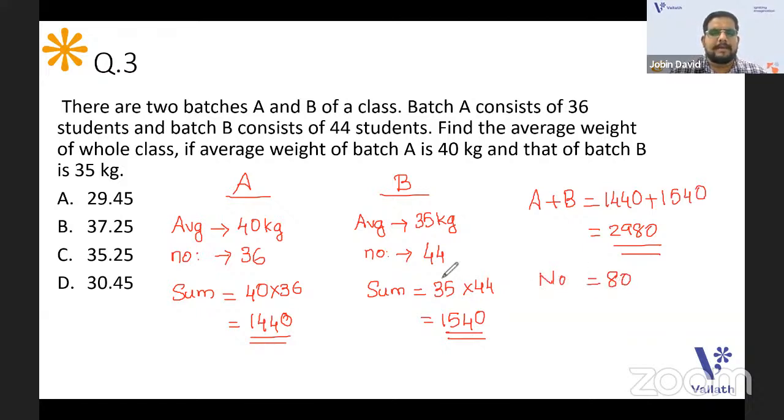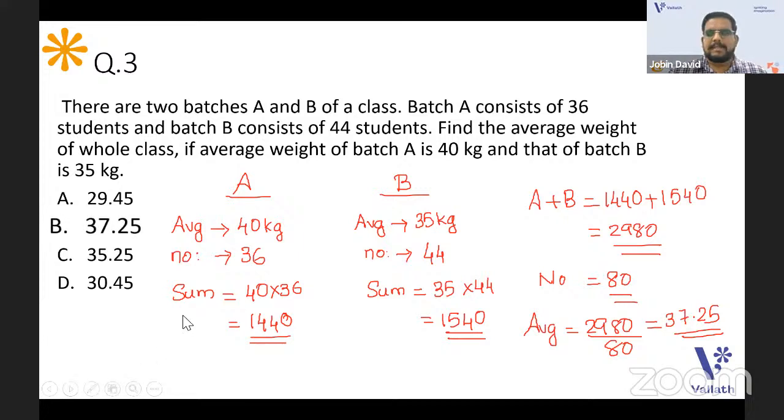How did you get 80? 36 plus 44. It is 80. Then if you want the average, just divide 2980 by 80. You will get the answer as, what is the answer? Our answers are coming very good. It is 37.25. We'll check if the answer is right or wrong. Yeah, the answer is 37.25.